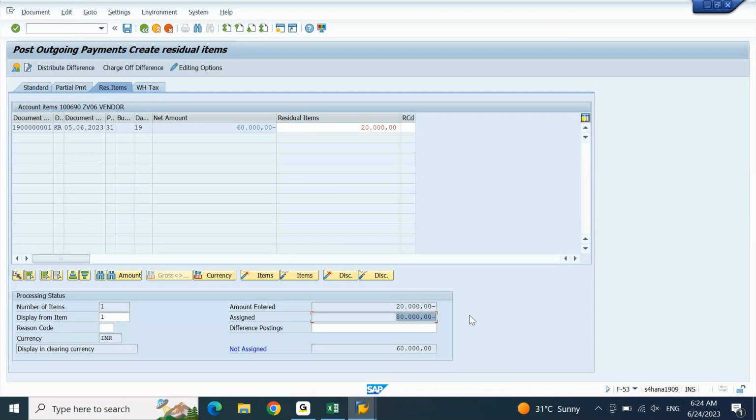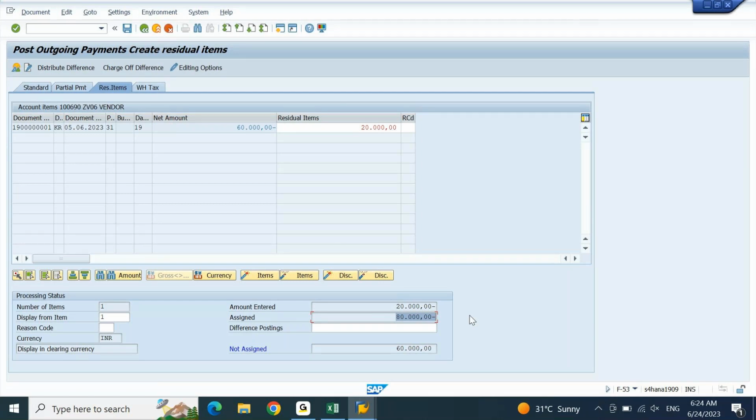Whenever you are planning to make the residual payment, you should always think about your payment amount plus the balance amount. If you think only about the payment amount, you will be wrong. Your residual payment understanding will be wrong. If your invoice value is 60,000, and you are planning to make a residual payment of 20,000.